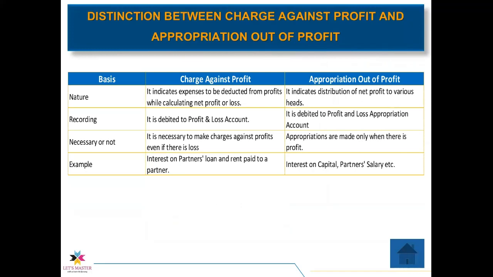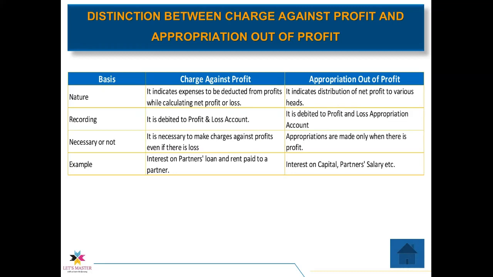Now, we spoke about charge and appropriation. So let's understand these concepts a little bit in detail, because this will keep on coming again and again. When we talk about charge against profit versus appropriation out of profit, if we talk about nature, a charge indicates expenses to be deducted from profits while calculating the net profit or loss, whereas appropriation out of profit indicates distribution of net profit to various heads.